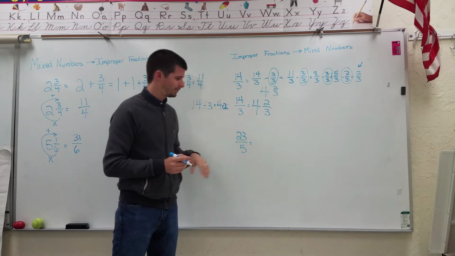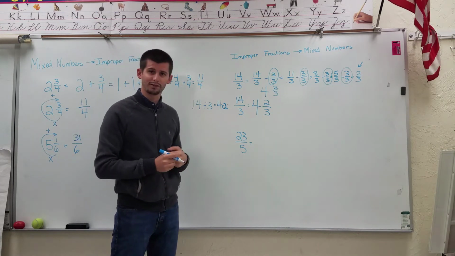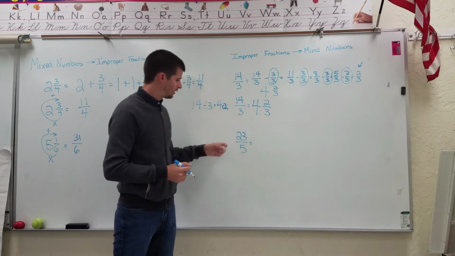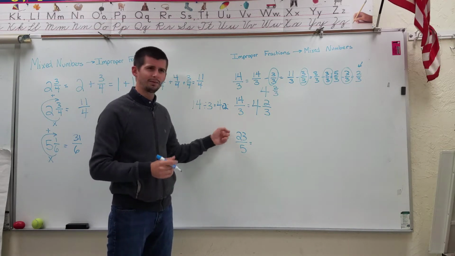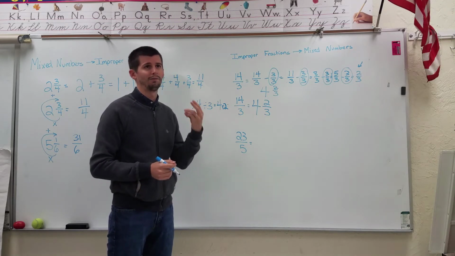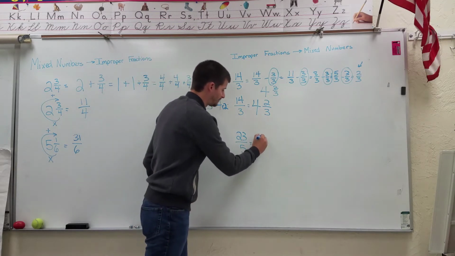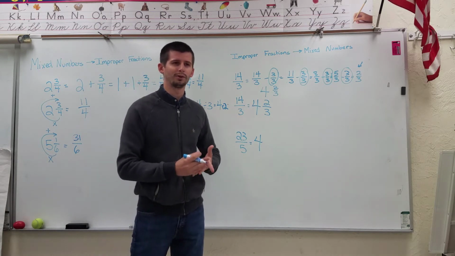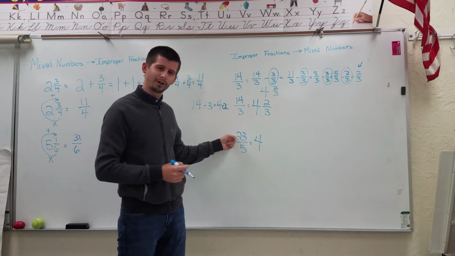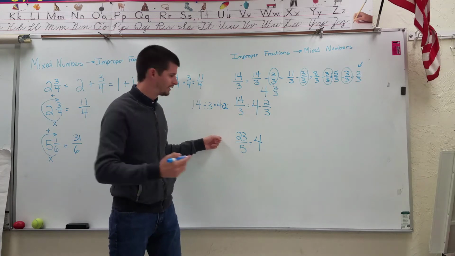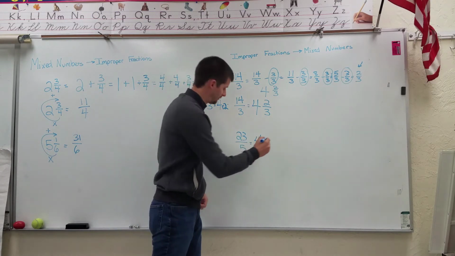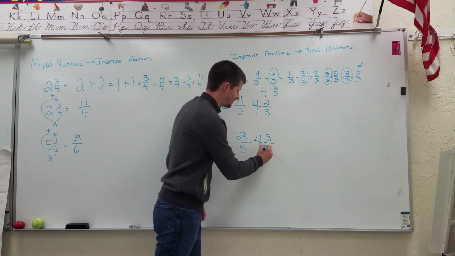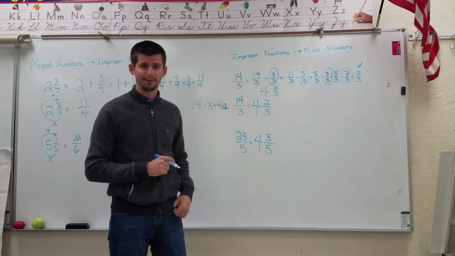So the last one, we have 23/5, or the way that I like to think about it, 23 divided by 5. Well, I know that 5 times, let's see, 5, 10, 15, 20, 5 times 4 will get me to 20. So I need to ask myself, how many is left over? Well, there's 23, we only got to 20, so that means there's 3 left over. That must be my numerator. And like always, my denominator stays the same.